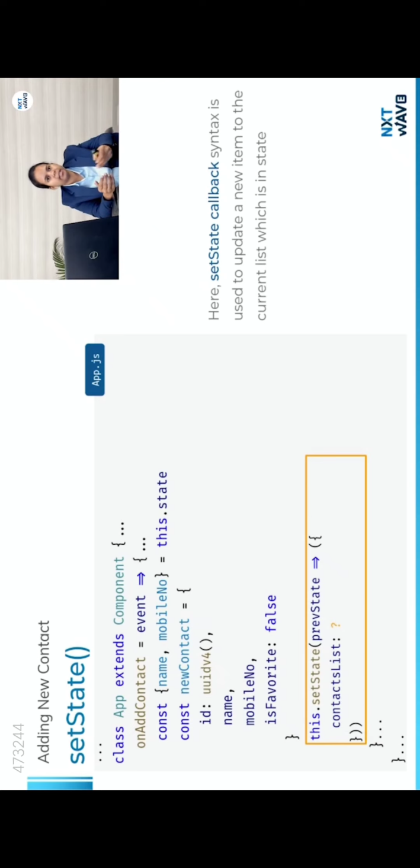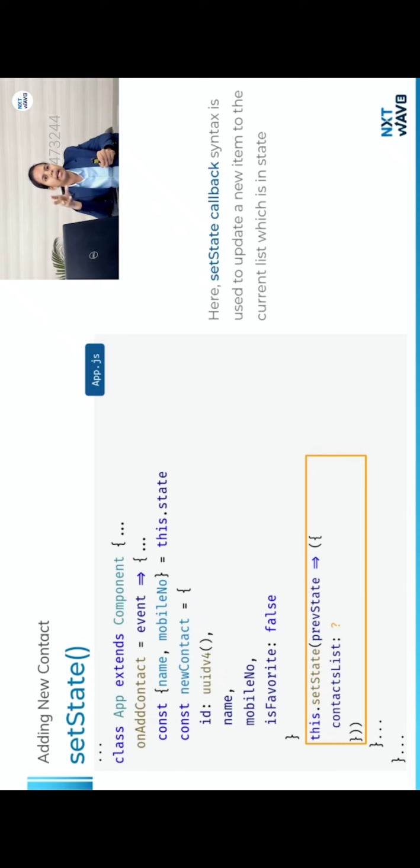Now, coming to updating the state, this state updation will depend on the previous state. Previously, whatever contact items are present, to that we have to add a new contact. In such scenarios, we'll use the callback syntax of the setState. As we previously understood, when we have the state updation dependent on the previous state, we'll make use of the callback syntax.